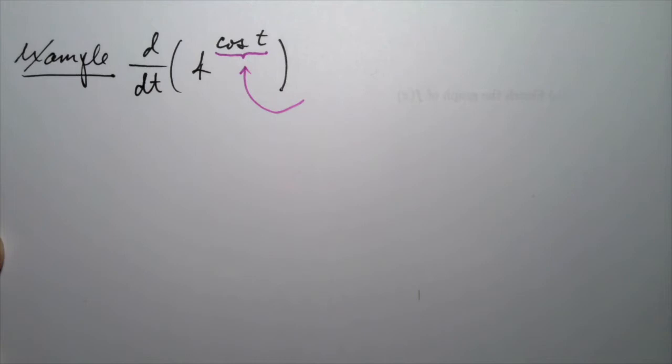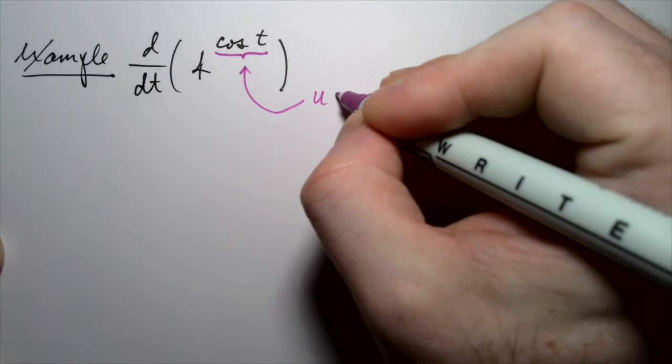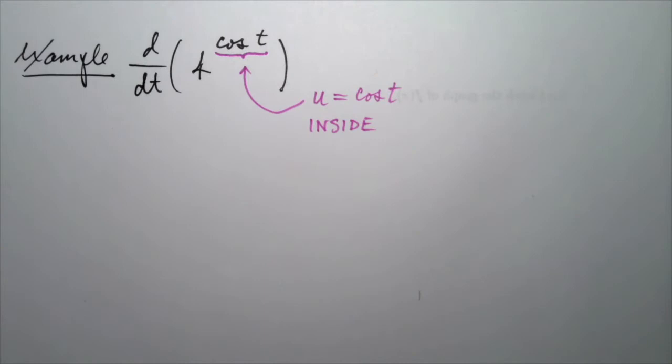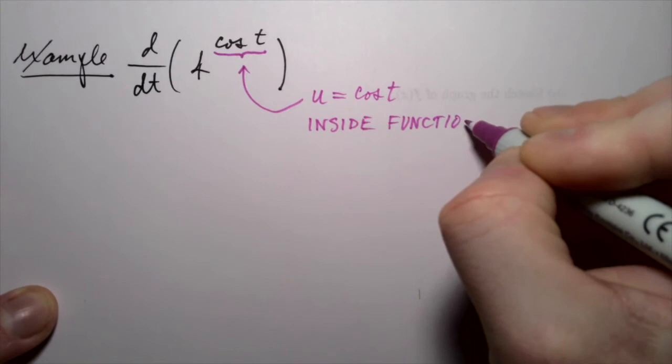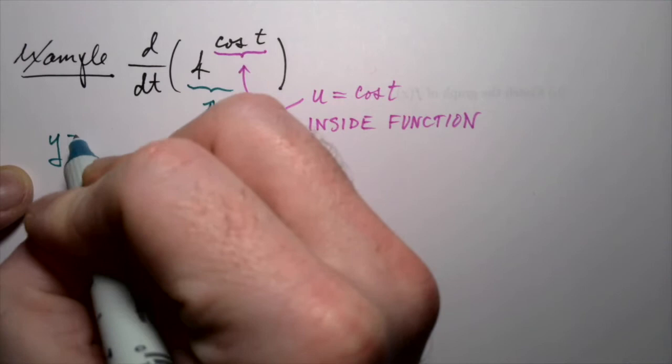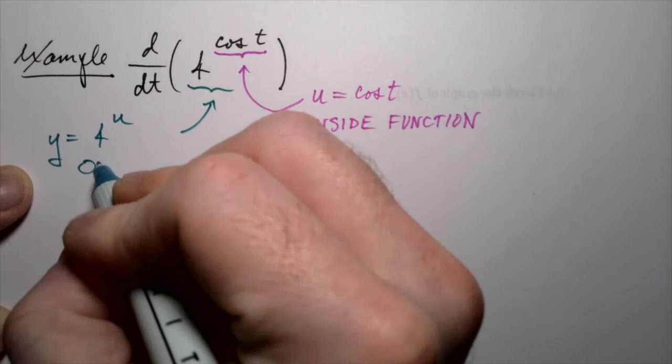So this time, I'm going to use a slightly different notational technique, just to show you all the different ways that you can think about it. The inside function is cosine of t. Instead of writing that as the function g, I'm just going to think of it as that variable u. Okay, that's the inside function. All right, what's the outside function? What happens after you take cosine of t? Well, you raise 4 to that power. And I'm going to think of that as the variable y. So 4 raised to the power u, that's the second process, that's the outside function.